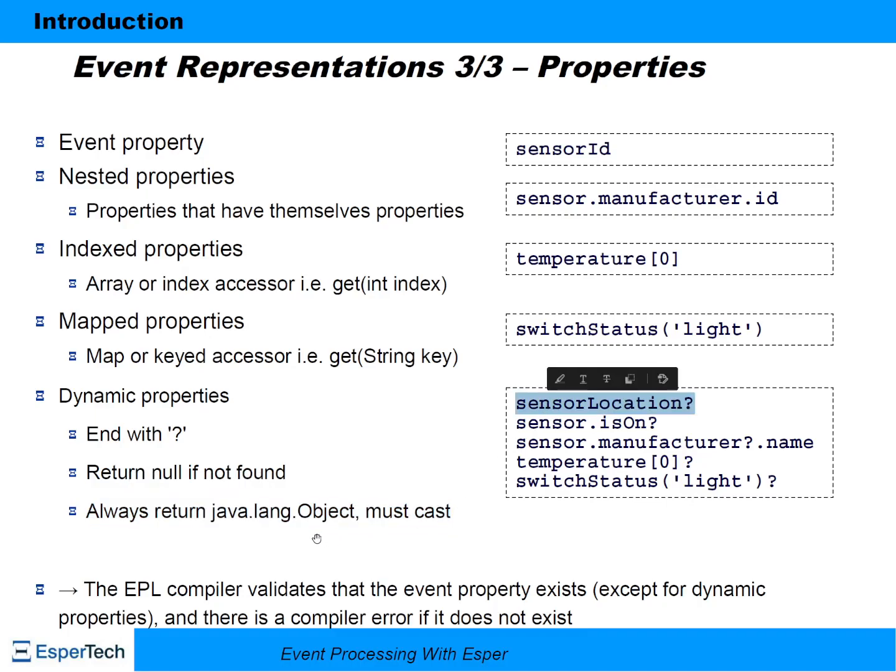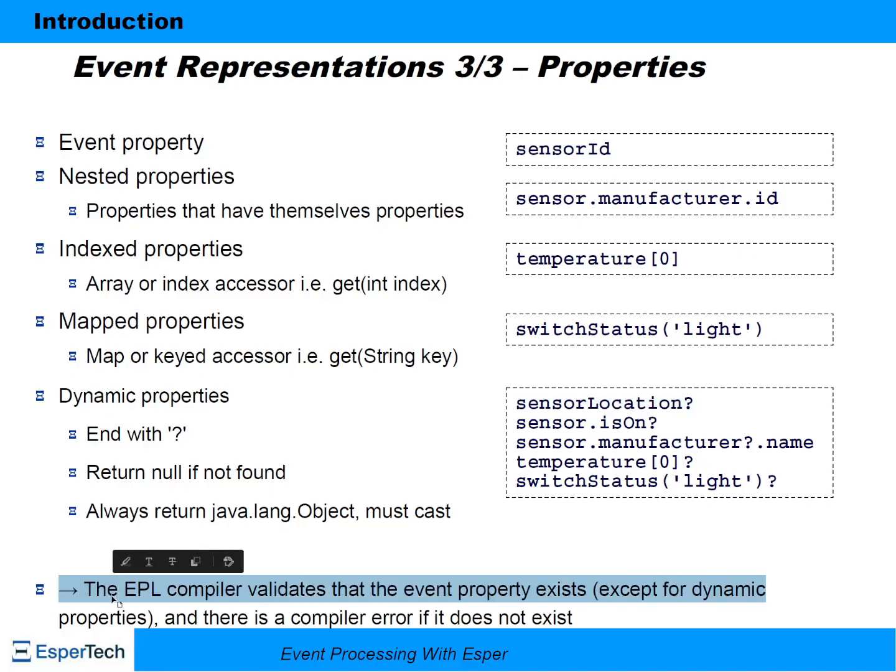For dynamic properties, if the runtime finds a property by that name for a given event, it returns the event property value and otherwise returns a null value. Note: the EPL compiler validates that the event property exists, except for dynamic properties, and there is a compiler error if it does not exist.